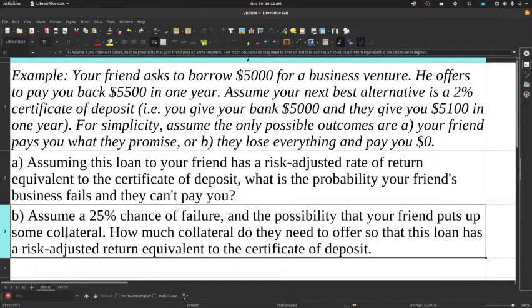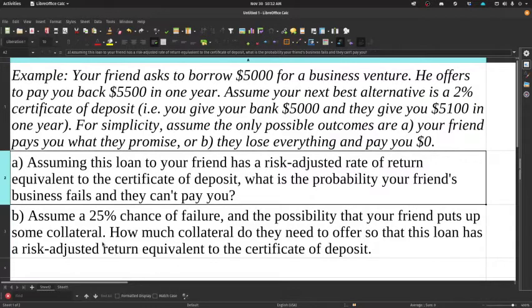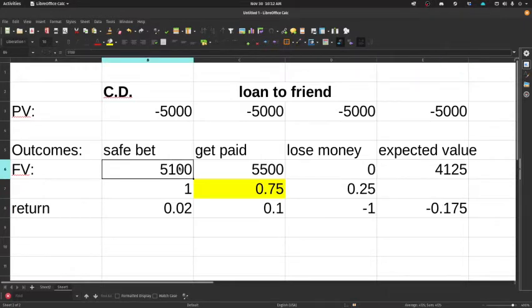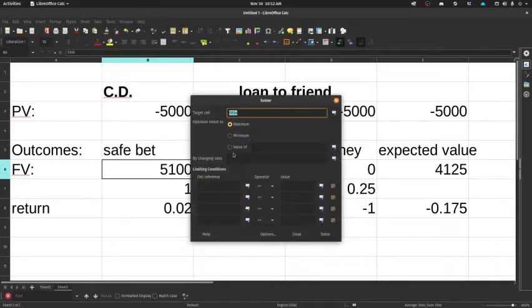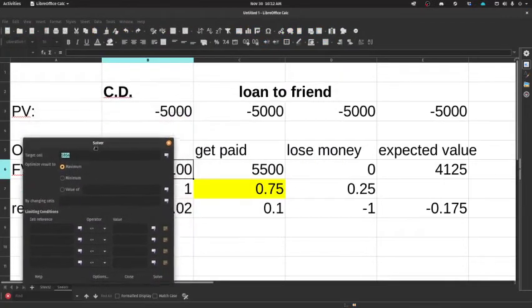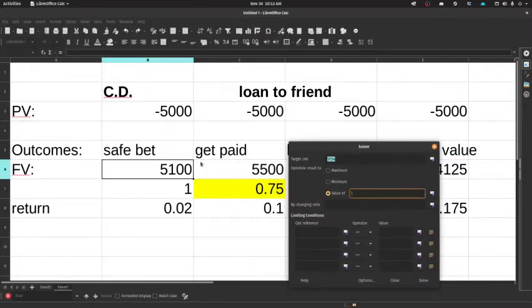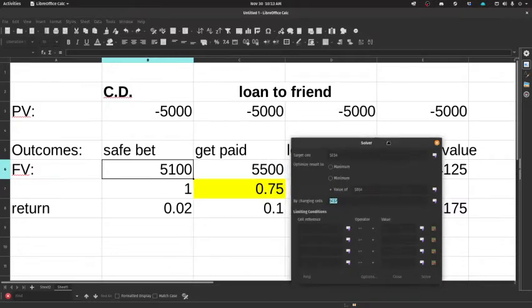So for that second part, we're going to ask, well, what if we add in collateral? But let's get to that when we get to it. We'll start with asking, what do we think the probability is that they fail if the expected value, essentially if this number is equivalent to this number? So let's try and use Solver for this. So what is our target? Let's go ahead and set our target to be this cell, and we're going to give it a value that is 5,100, and we're going to change this cell in order to do it.